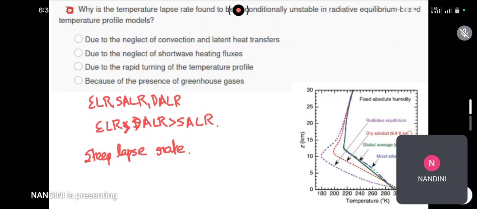The temperature decline is very fast, whereas the actual value, the global average, is the green line, which is around 6.5 Kelvin per kilometer. That is lower than the radiative equilibrium line. So because we are neglecting vertical convection and latent heat transfers, we are getting this very high value. The next option, neglect of shortwave heating, is not the reason. Because of the neglect of convection and latent heat transfers, we are getting a very steep lapse rate for the temperature profile.